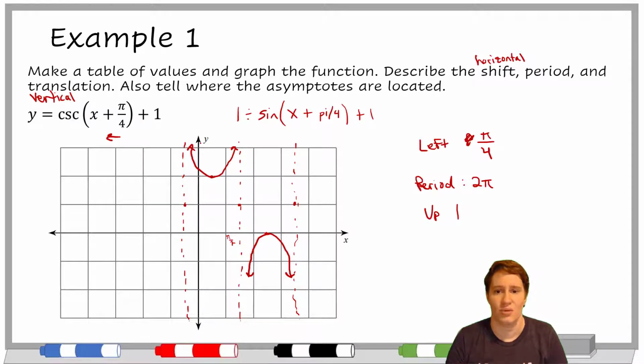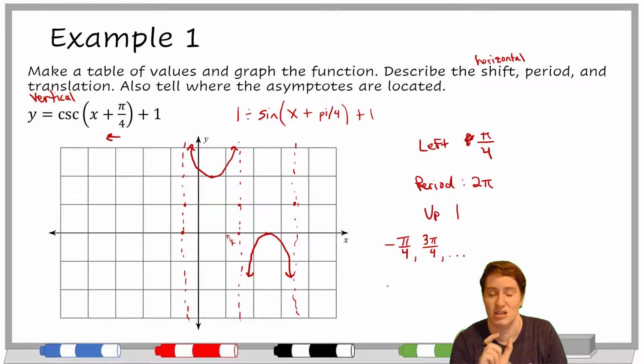Now it says tell where the asymptotes are located. There's two ways that we can approach this. We can either say I'm just going to list some of the asymptotes. So we have an asymptote here, which is at negative pi over 4. We have one here, which would be between pi over 2 and pi, so that would be 3 pi over 4. And we can just be like, okay, that pattern goes on. The other way to do it is to say, okay, I can say where one of the asymptotes is, and then I can say how far apart they are, and I can use basically almost like a miniature equation or expression to say where all the asymptotes are.